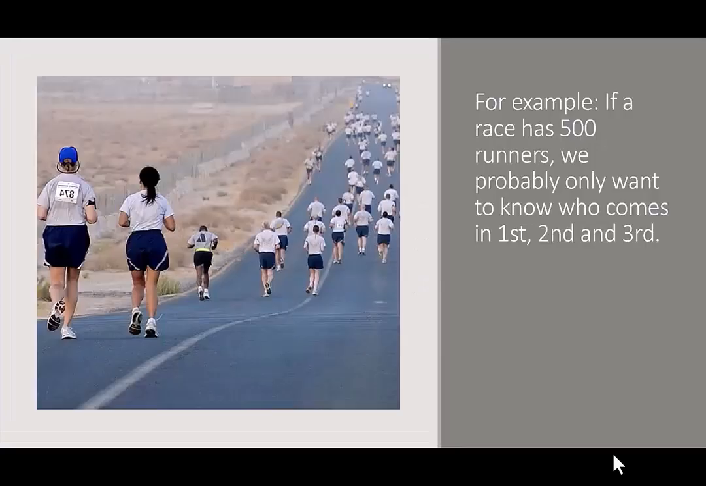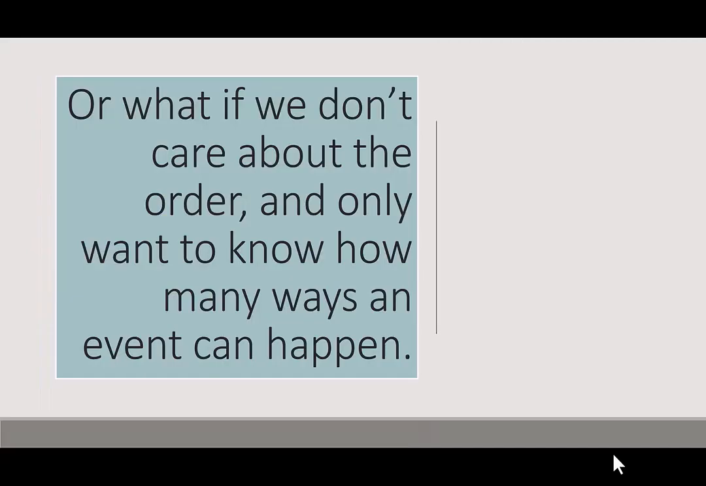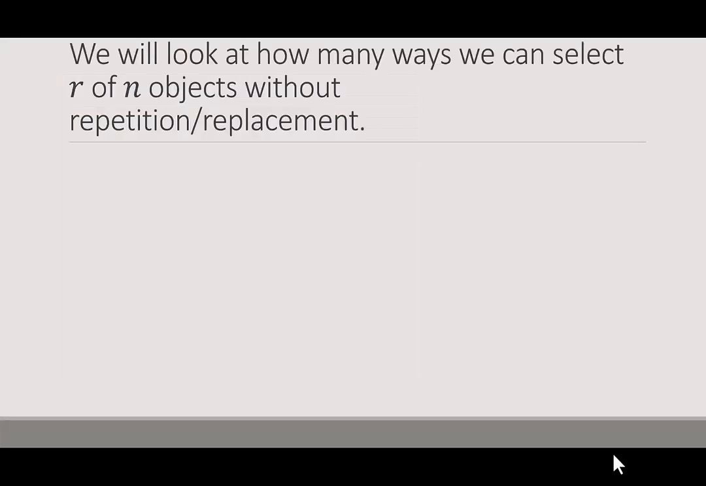For example, if a race has 500 runners, we probably only want to know who comes in first, second, and third. Or what if we don't care about the order at all and we only want to know how many ways an event can happen? In this video, we'll look at how many ways we can select R of n objects without repetition or replacement.